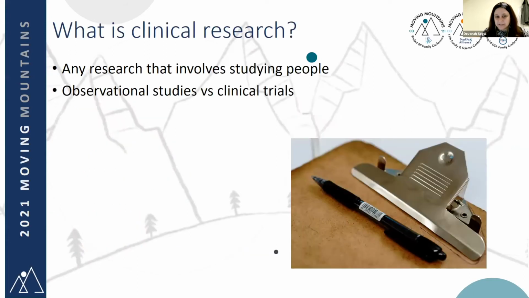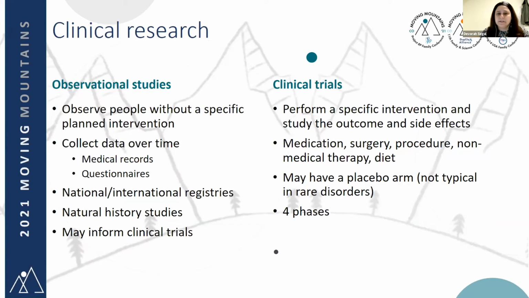Okay, so back to clinical research. What is clinical research? Clinical research is any research that involves studying people. And there are two big categories of clinical research: observational studies and clinical trials. What exactly are those? An observational study does not have a specific treatment or a specific goal in mind other than learning more about the disorder that's being studied. So people are observed over time without any specific intervention planned, and data is collected over time.